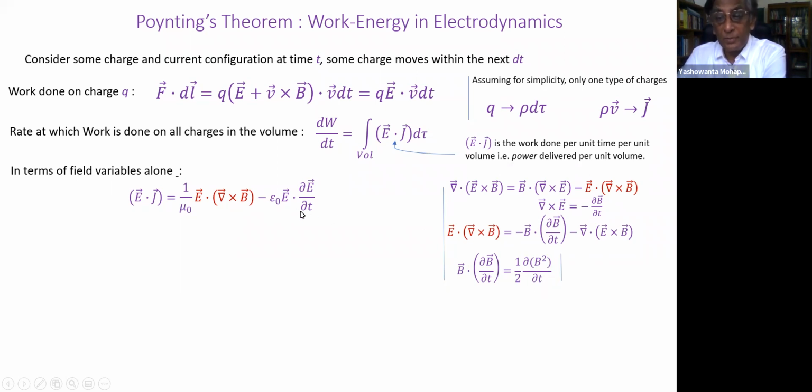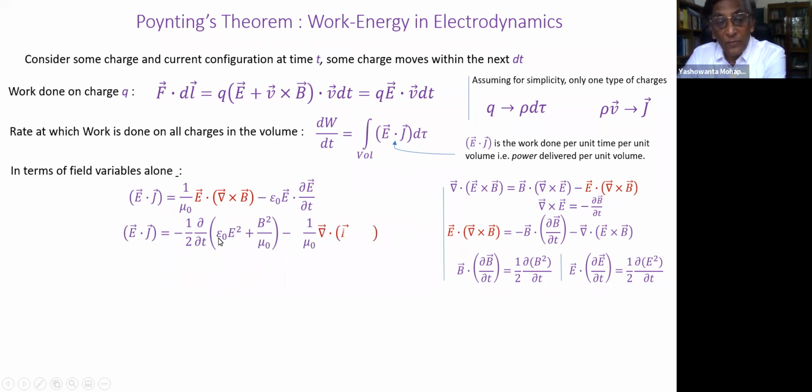Similarly, even this term can be expressed as E dot ∂E/∂t, as half ∂E²/∂t. So this term and this term out of this expression can be taken together and put back in E dot J. And I take ∂/∂t common. So half ∂/∂t of (epsilon naught E squared plus B squared by mu naught). And this term sticks out as divergence of E cross B.